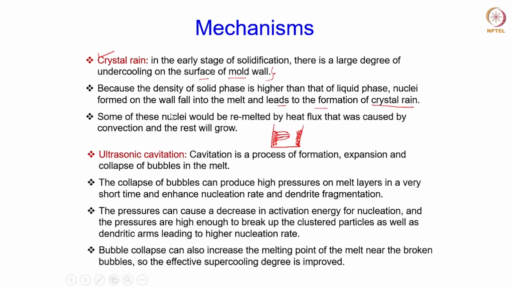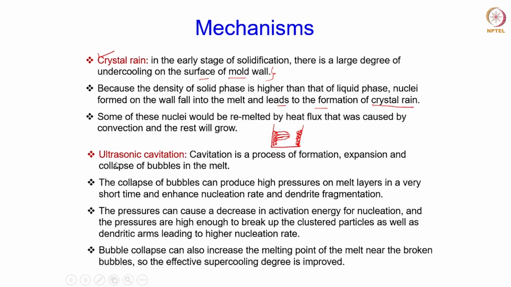And then we also talked about another mechanism called crystal rain. These are the solid crystals which form on the mold wall, and due to their density difference, when these solid crystals fall back into the melt and get dispersed, they lead to a high number of nuclei and result in a high nucleation rate.